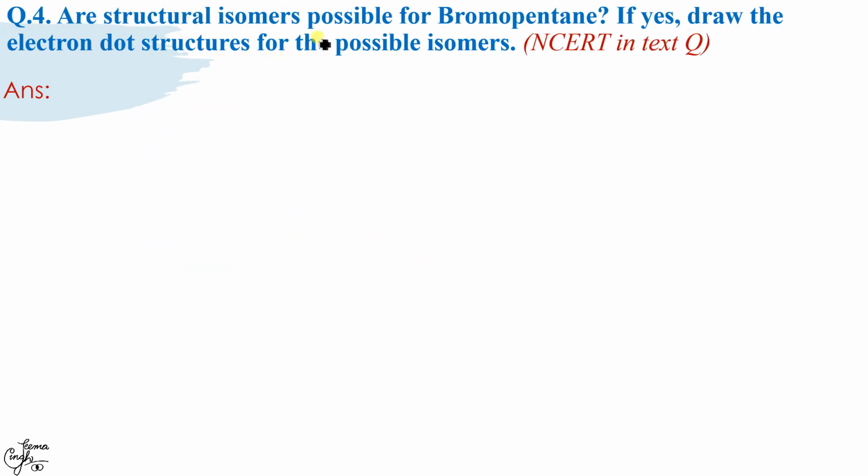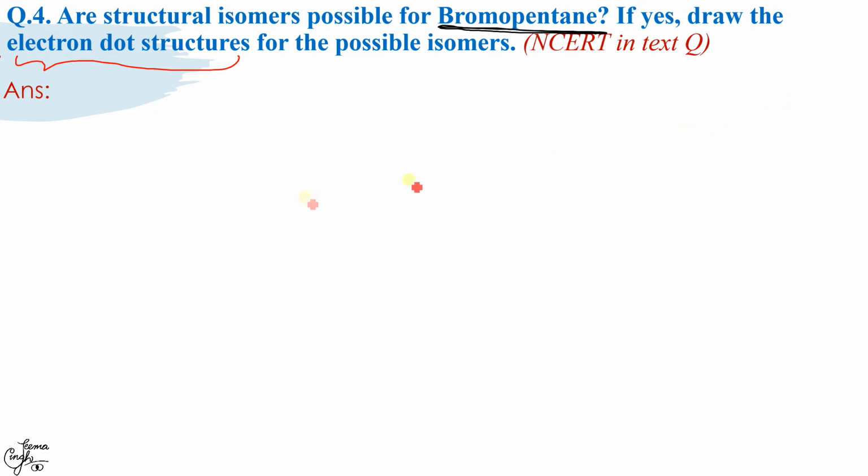Now this question is partly there in NCERT, and then I have rephrased it and added another portion. Are structural isomers possible for bromopentane? Now my dear students, first of all we should know what exactly is bromopentane, and then we need to write down its formula. After we write down the formula, we will find out whether isomers are possible or not. And if possible, we are supposed to draw the electron dot structures for the same. So let's talk about what is bromopentane.